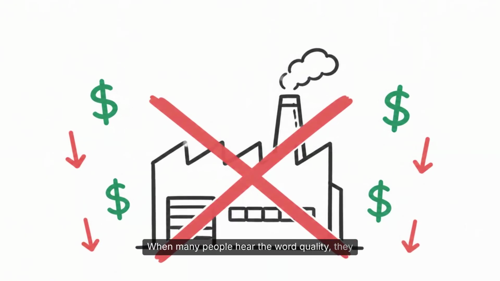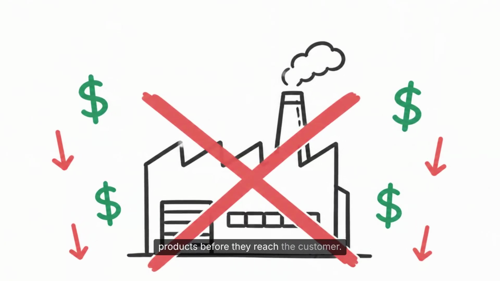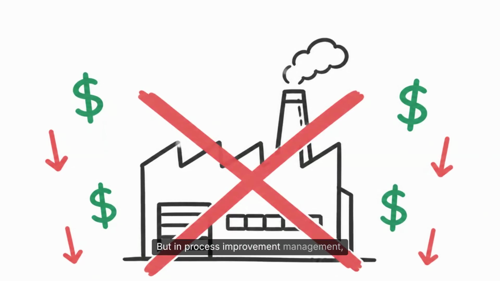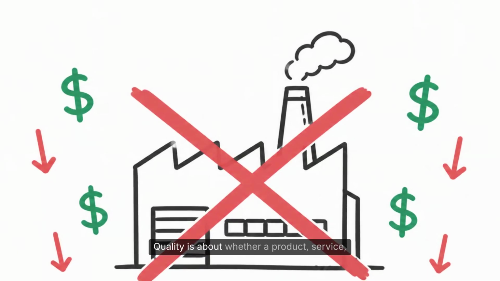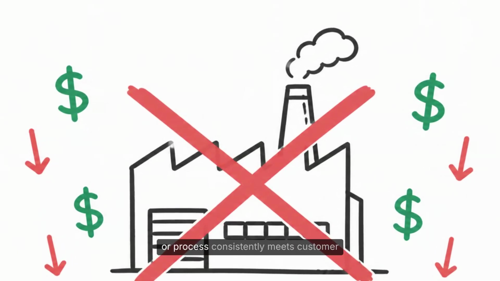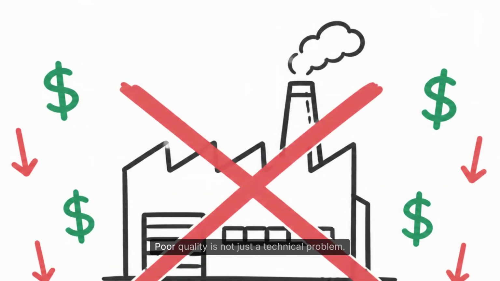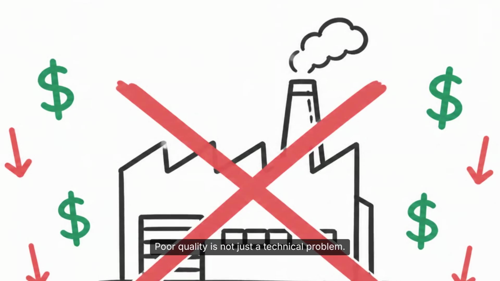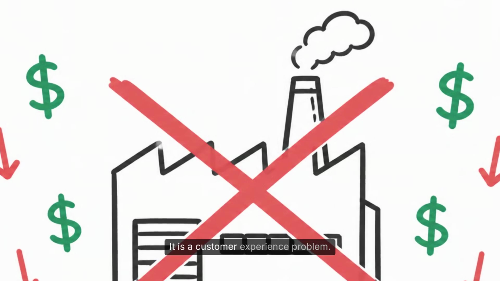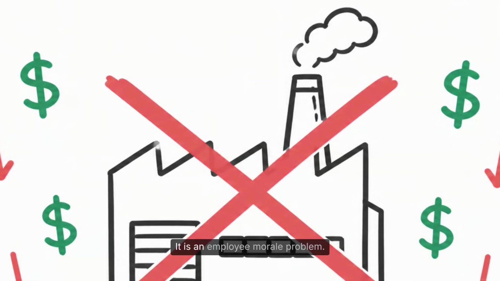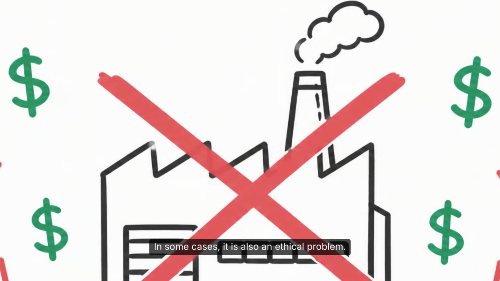When many people hear the word quality, they think about inspection, testing, or checking products before they reach the customer. But in process improvement management, quality is much bigger than inspection. Quality is about whether a product, service, or process consistently meets customer expectations and organizational standards. Poor quality is not just a technical problem, it is a business problem. It is a financial problem. It is a customer experience problem. It is an employee morale problem. In some cases, it is also an ethical problem.